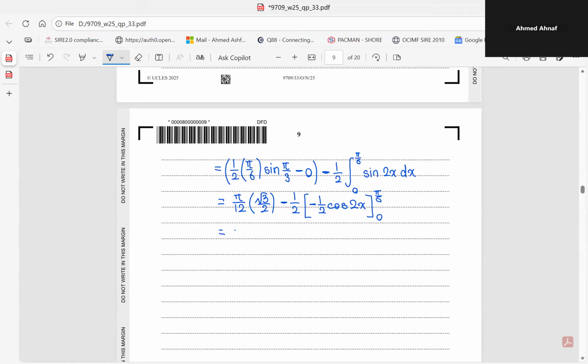Simplifying, you get square root 3 over 24 pi minus half bracket, minus half cosine of 2 times pi over 6, so pi over 3, minus negative half cosine of 2 times 0, or cosine 0.